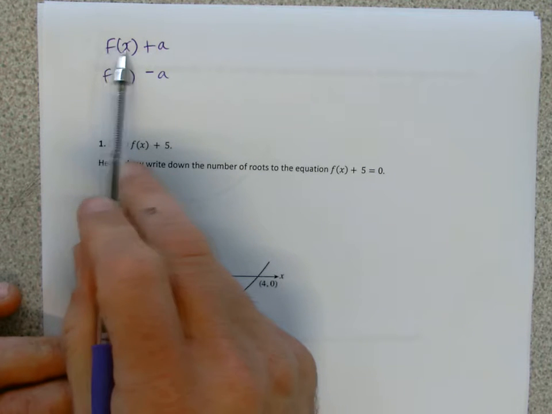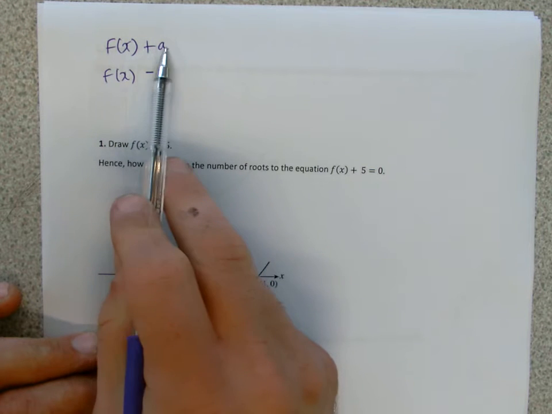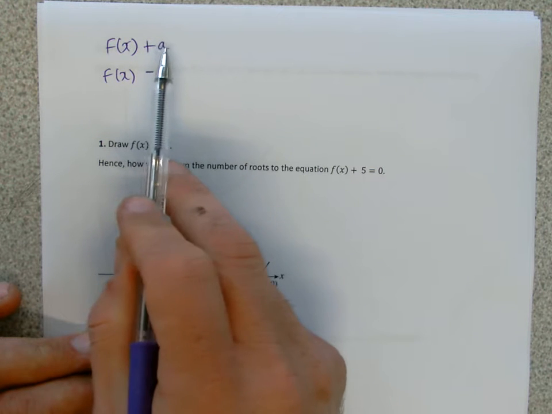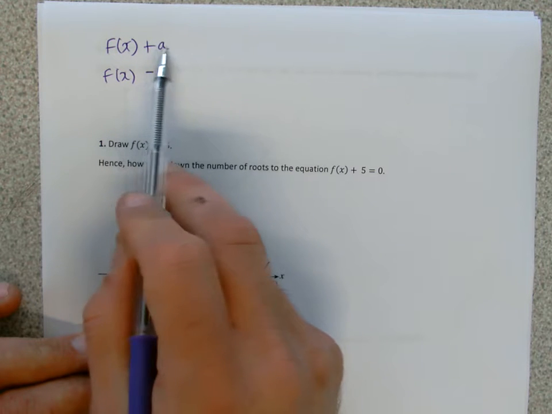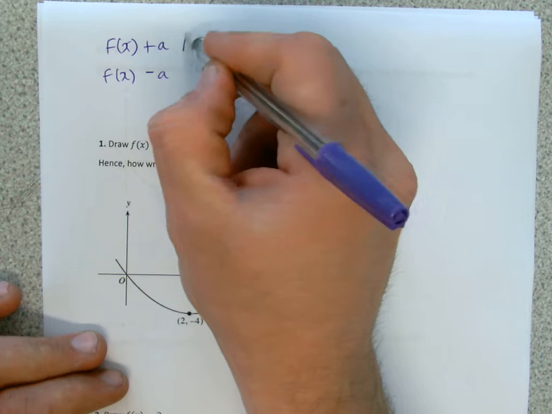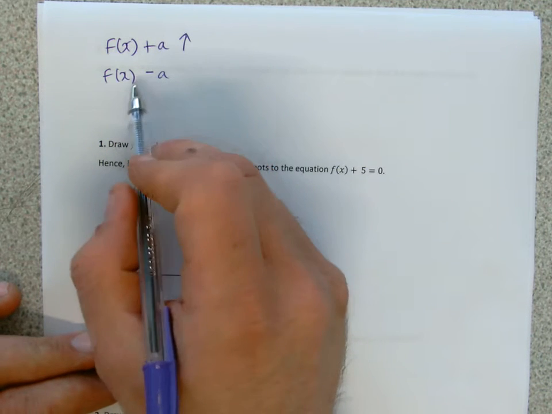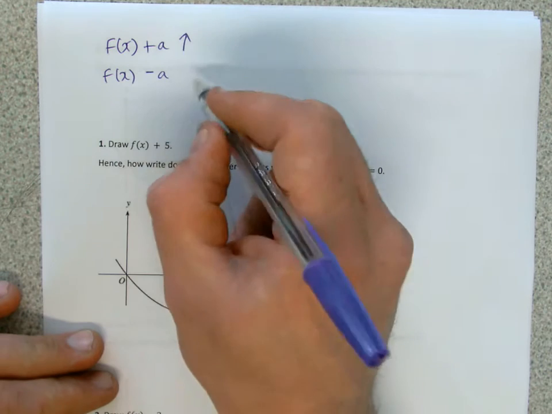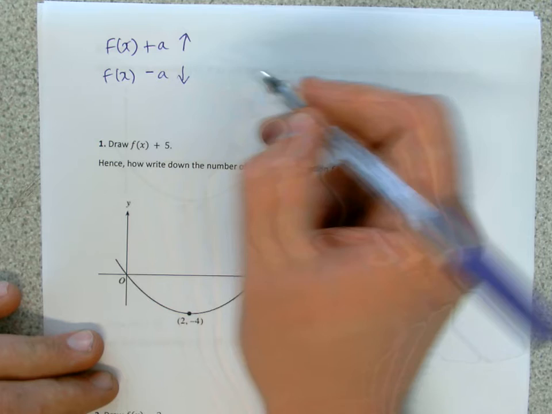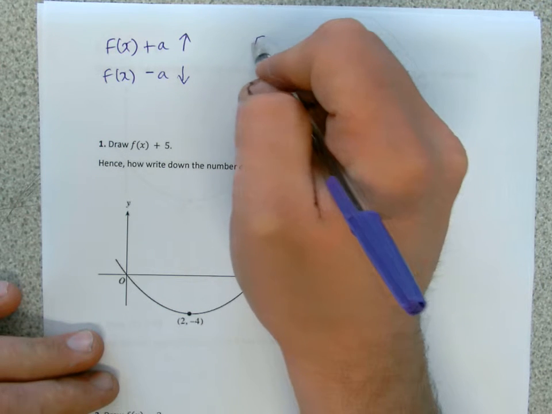when you have a graph and they call it f of x, it represents the y value. So if we're adding a to it, you are increasing the y values by this amount a. So the graph ends up shifting upwards. If you are taking the value away from f of x, taking the value away from y, the graph shifts downwards.